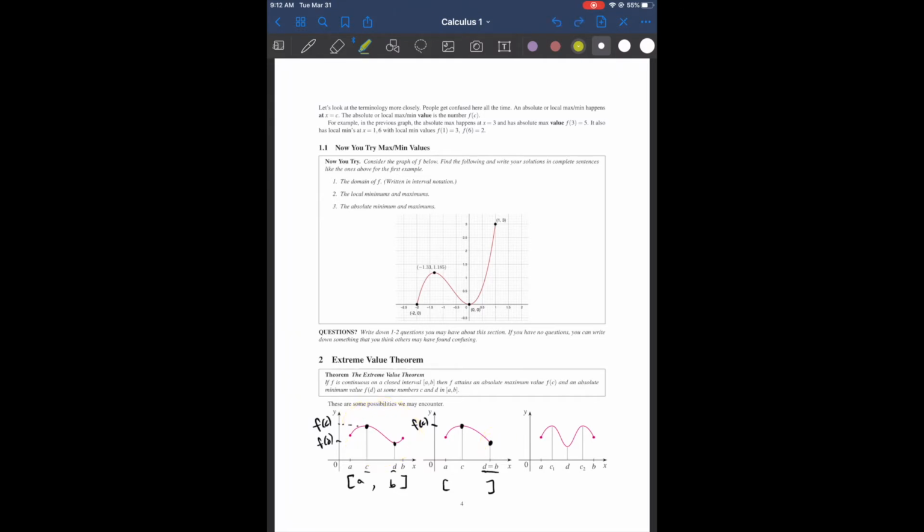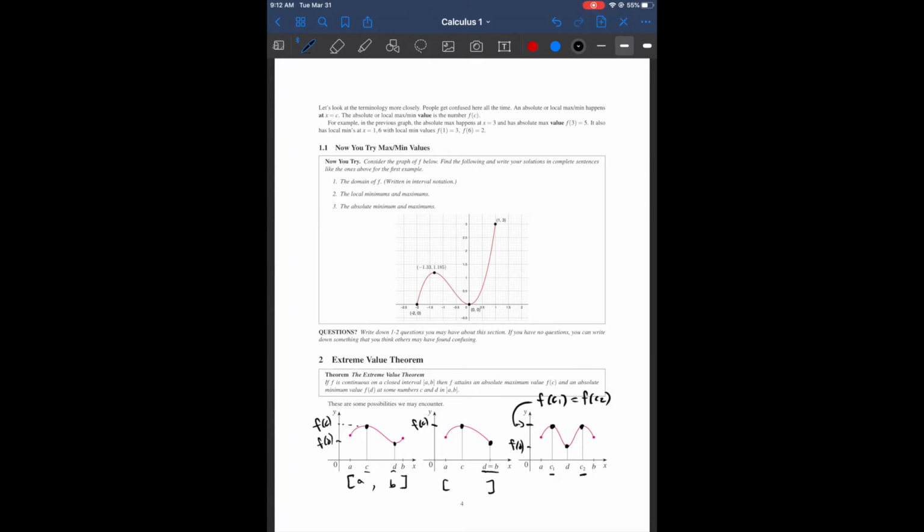Another thing that might happen is you might end up with something like this next graph, where you have an absolute minimum here at d with value f of d, and actually you have two places that give you an absolute maximum. There's no reason why you can only have one. You might have more than one. You might have infinitely many. So here, if we plug in c1 and c2, we get f of c1, and that happens to be the same as f of c2. So these are both going to give me an absolute maximum.